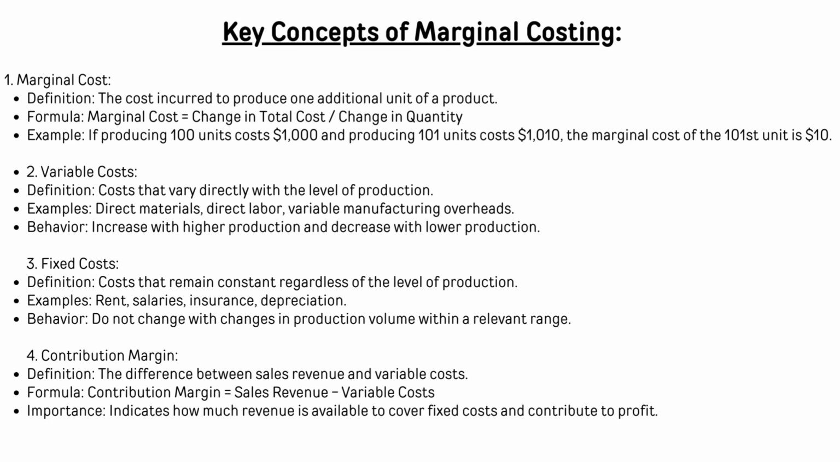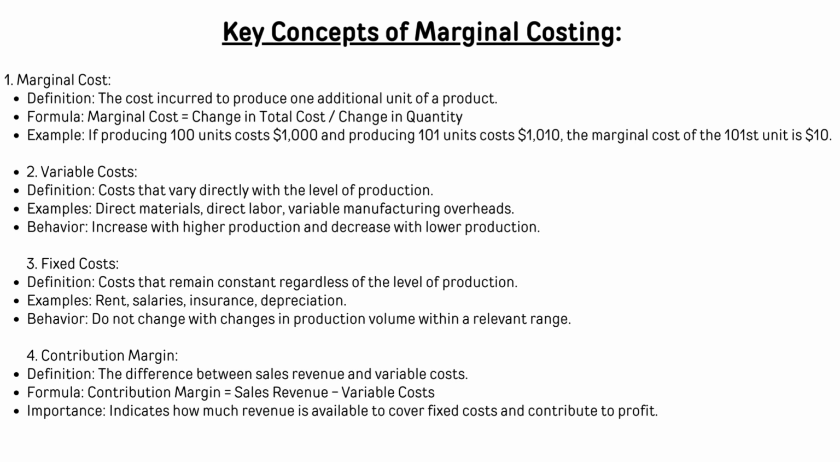Second, variable cost definition: costs that vary directly with the level of production. Example: direct material, direct labor, variable manufacturing overheads. Behavior: increase with high production and decrease with lower production. Third, fixed cost definition: costs that remain constant regardless of the level of production. Example: rent, salaries, insurance, depreciation. Behavior: do not change with changes in production volume within a relevant range.